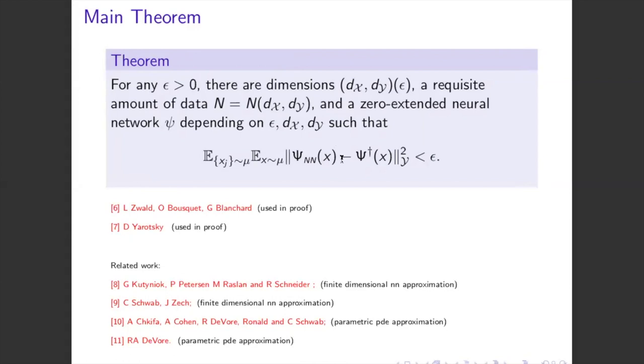So hidden in here, this statement about there being a neural network is the properties of the number of parameters required and the depth to represent this neural network. We have not used, for example, what Chris Schwab and Zech use in this paper, the properties of the holomorphy of the mapping, for example, from a series representation of A to the C.